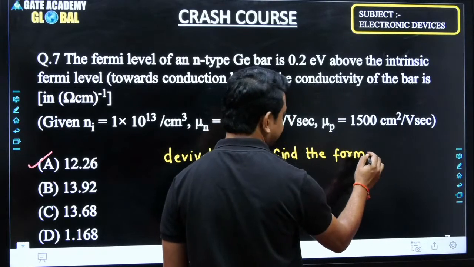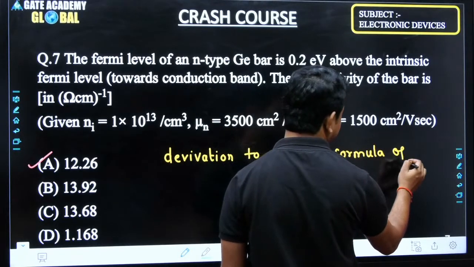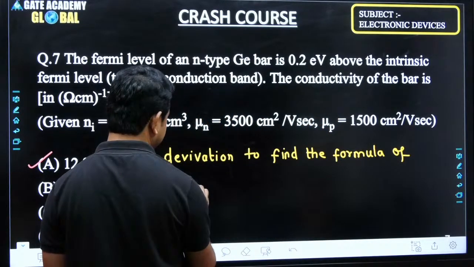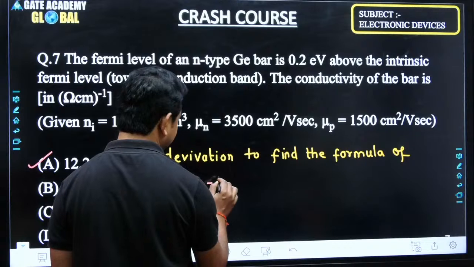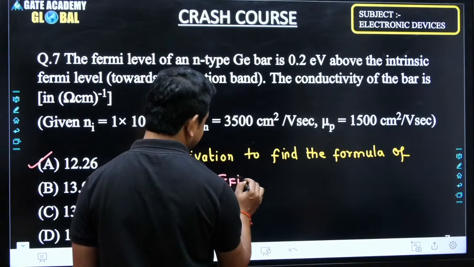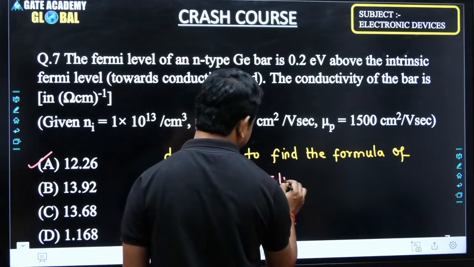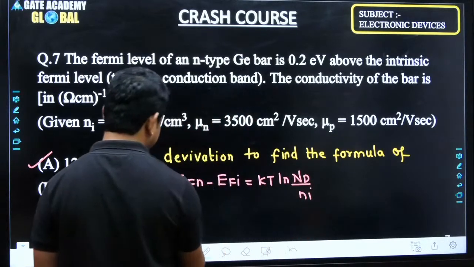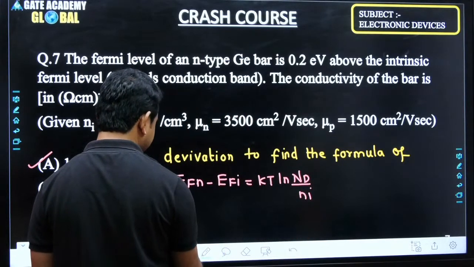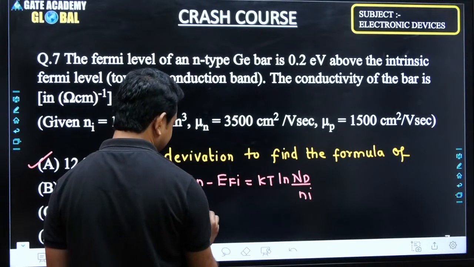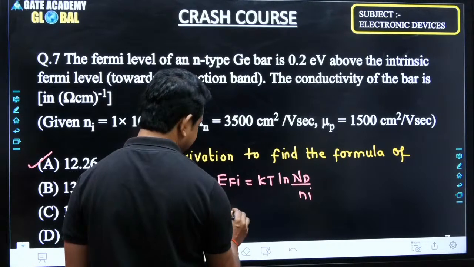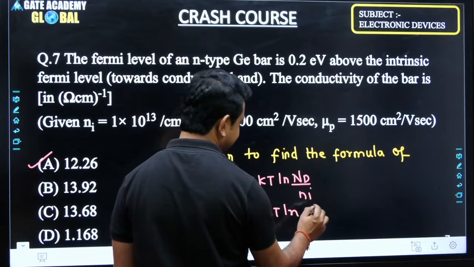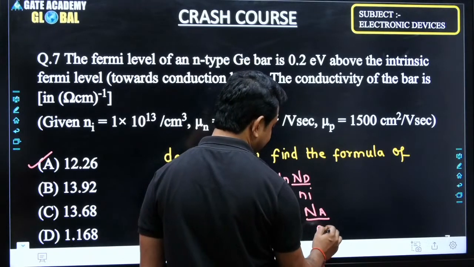formula of the relative position, that is EFN minus EFI is equal to KT ln ND divided by Ni, and this is the first one, this is the second one, that is EFI minus EFP is equal to KT ln, this is Na divided by Ni.